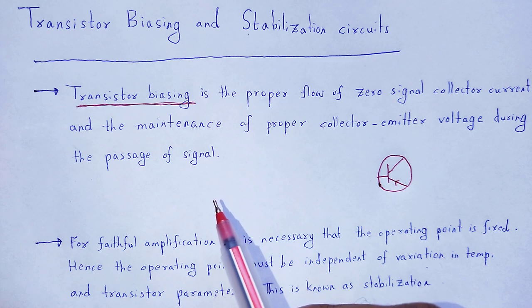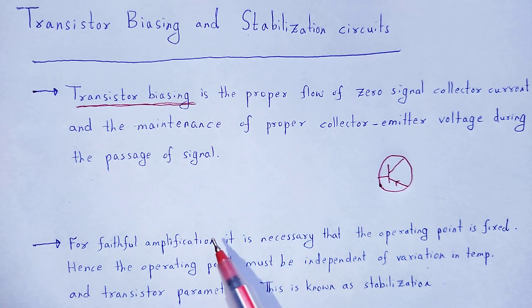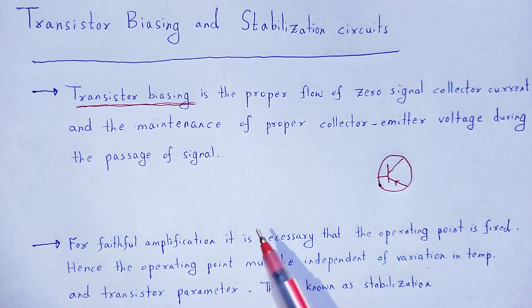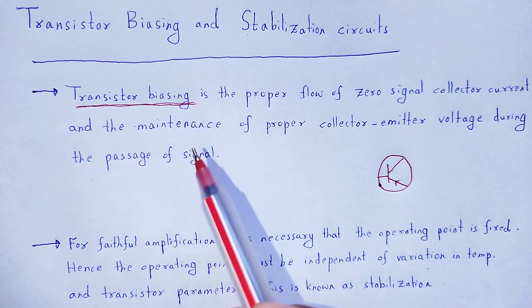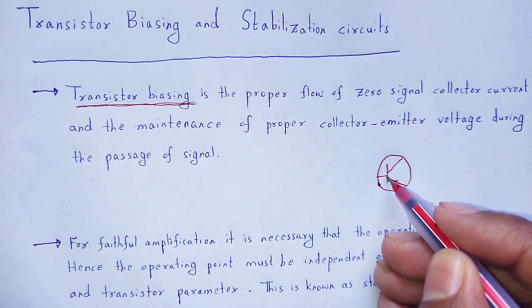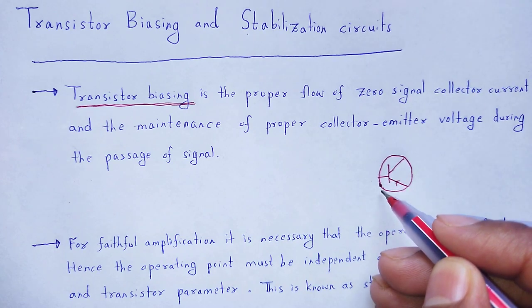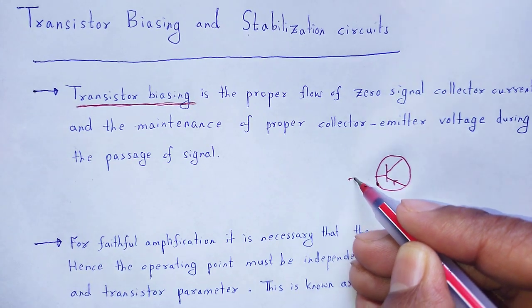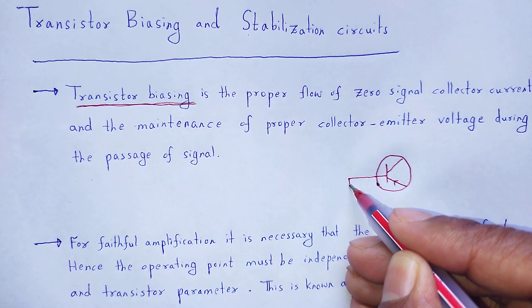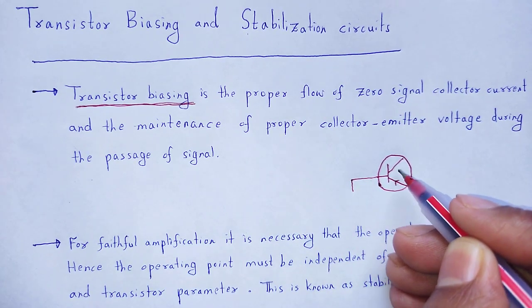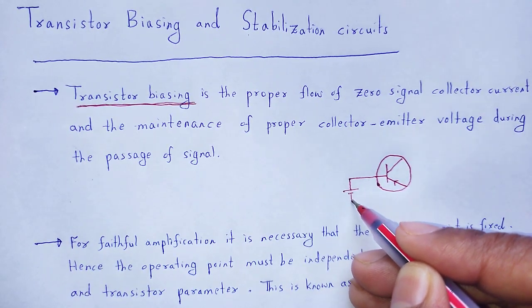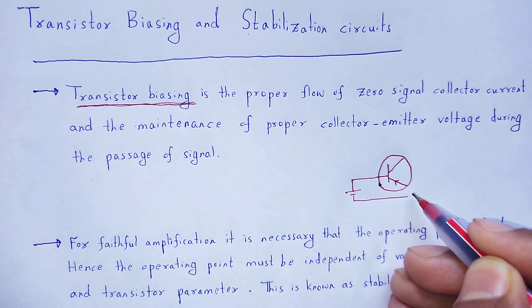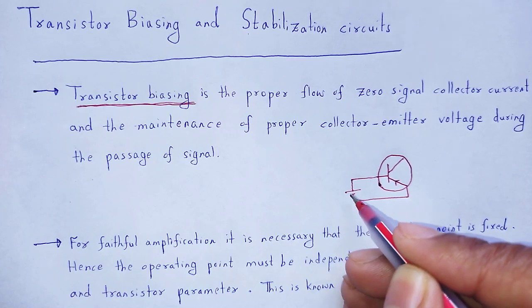What does it mean? It means that the transistor is fully functional. The transistor is said to be properly biased when the emitter base junction is forward biased. When it is forward biased, here for NPN, the P type is connected to the positive terminal and the N type is connected to the negative terminal, then it is said to be forward biased.